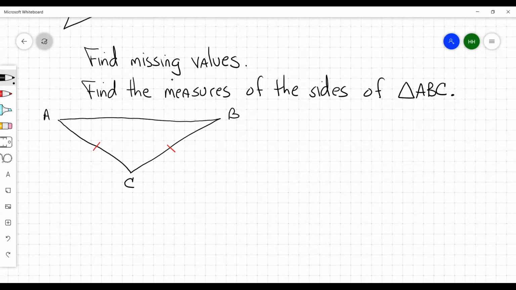side AB is 9x minus 1. Side AC is 4x plus 1. And side CB is 5x minus 0.5. All right, remember the tick marks tell you that two sides are congruent. So if side AC is congruent to side CB, and we need to find the measure of these sides, we can say that 4x plus 1 is equal to 5x minus 0.5.